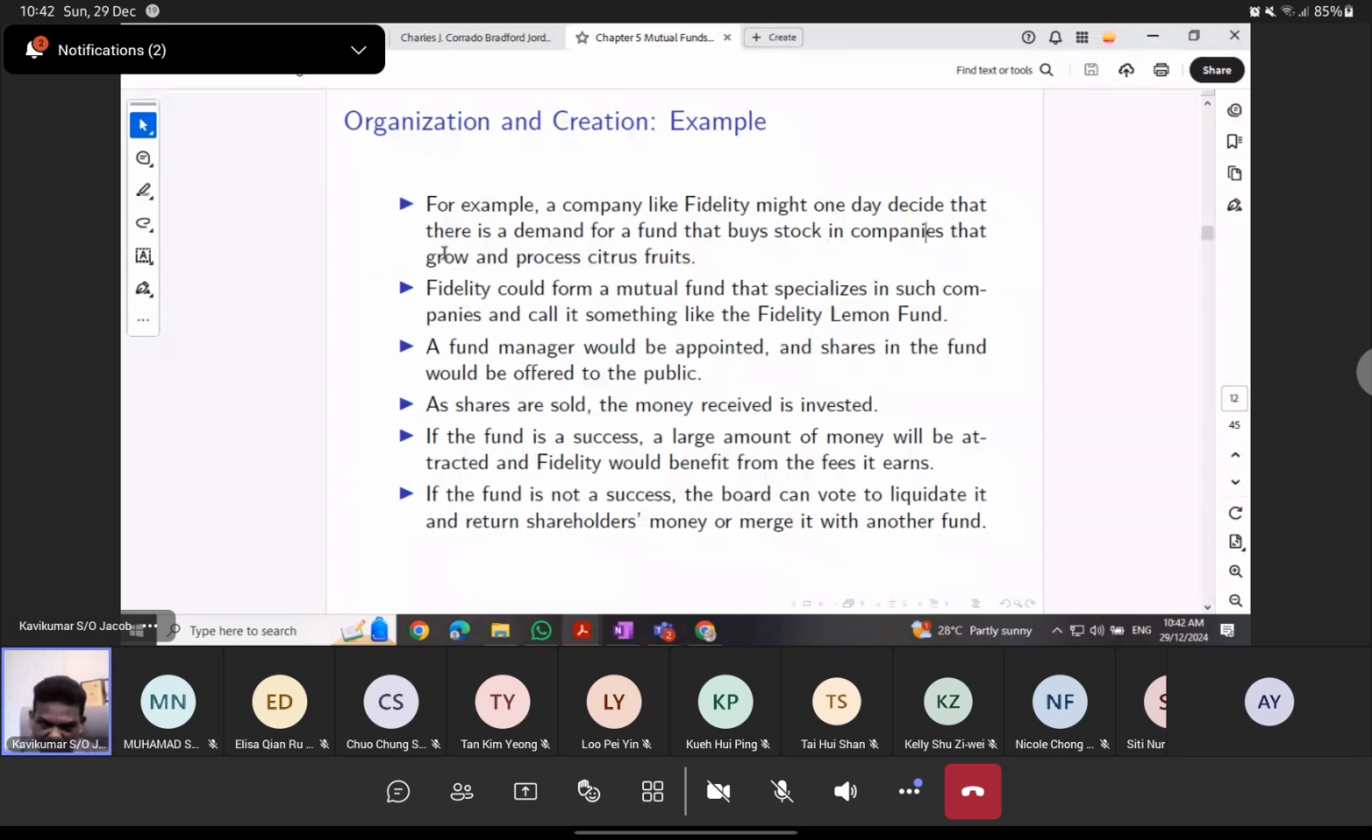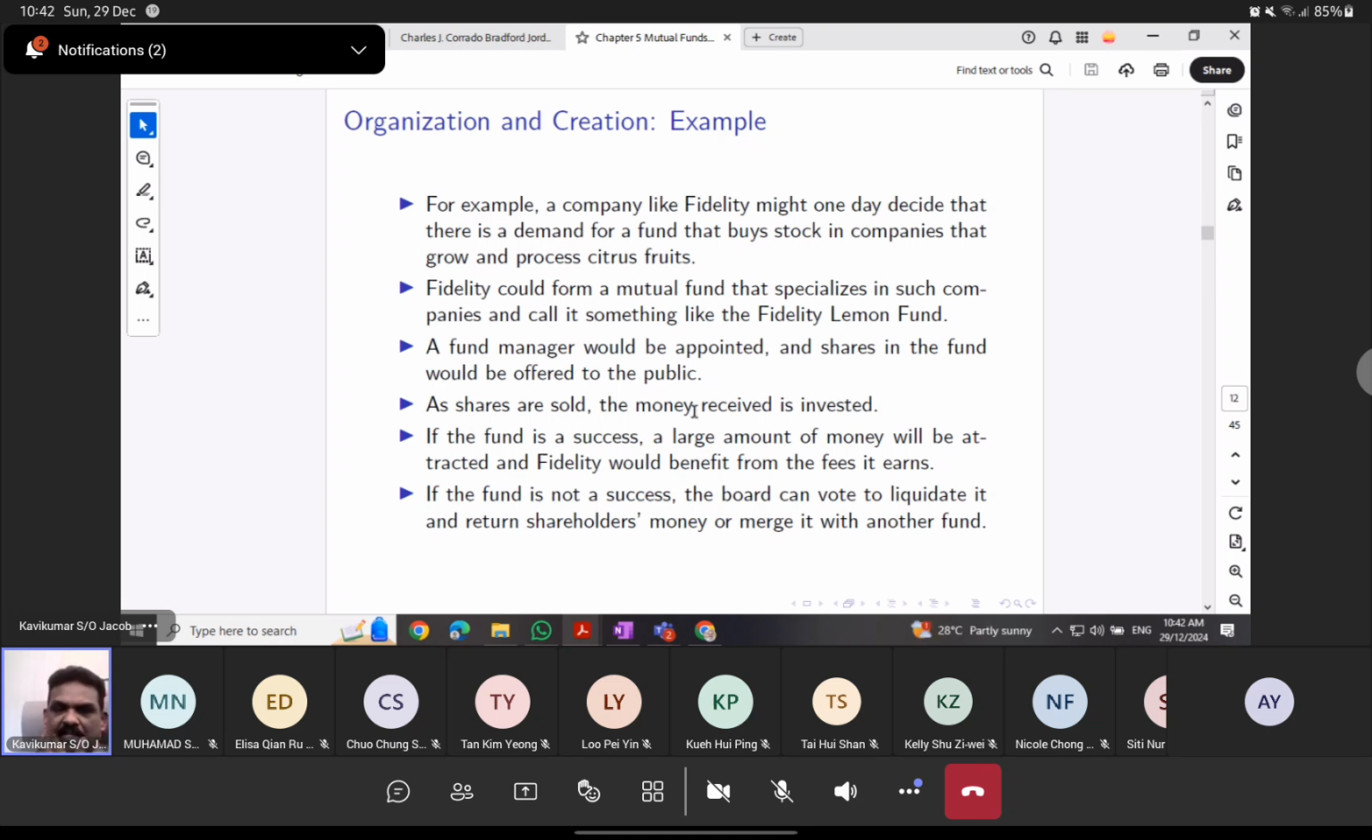For growing and processing citrus fruits, the company will form a mutual fund that specializes in such companies and call it something like Fidelity Lemon Fund. They will start this project and name it Fidelity Lemon Fund. Lemon fund means maybe from the citrus fruit, they can make lemon juice or related products. A fund manager could be appointed. They will appoint some manager. Shares in the fund could be offered to the public.